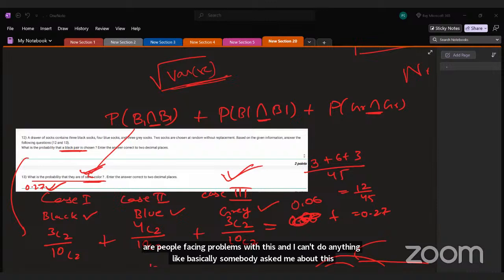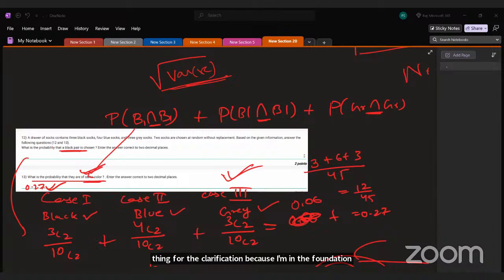Just asking for clarification because I'm in the foundation level, so I have no idea about that. Sir, it will be rescheduled? Not confirmed yet. No, no, every student is just asking for some clarification from the seniors. That's all. Okay. Sir, your name is Pinka.